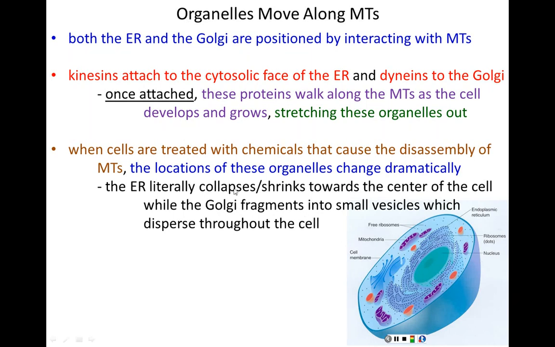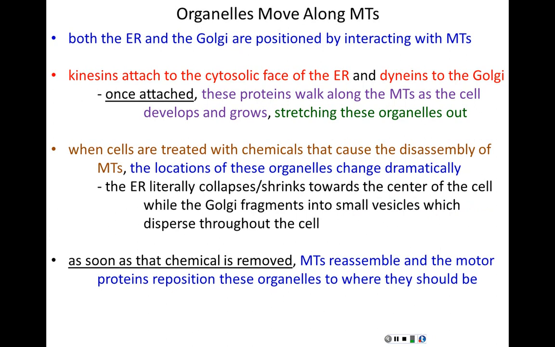Why might that be? Well, the membranes of the Golgi were being held all in one spot by those vesicles, those membranes, being held to the cytoskeleton through dynein, and dynein kept those membranes all together. As microtubules disassemble, the dyneins have nothing to walk on, and then the membranes of the Golgi fragment and disperse. Interestingly, amazingly, as soon as that chemical that disrupted microtubule assembly is removed, microtubules spontaneously reassemble.